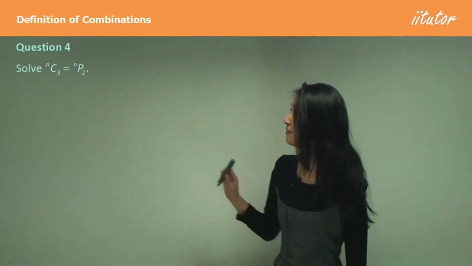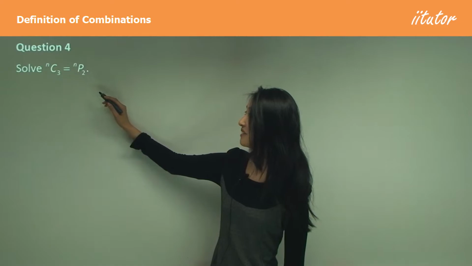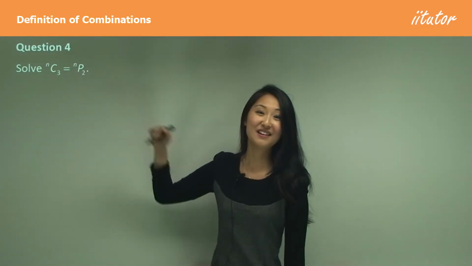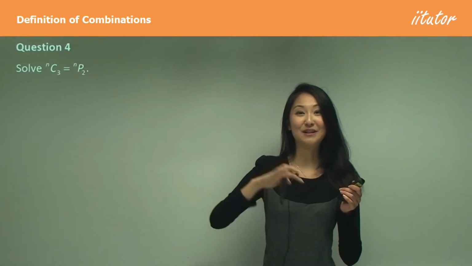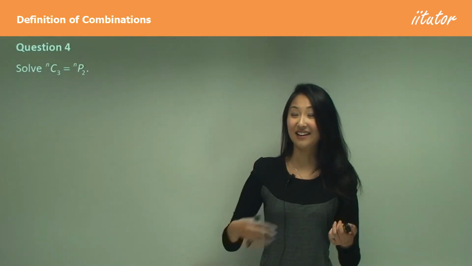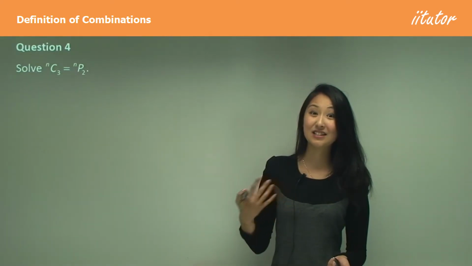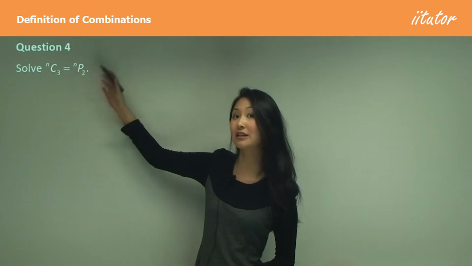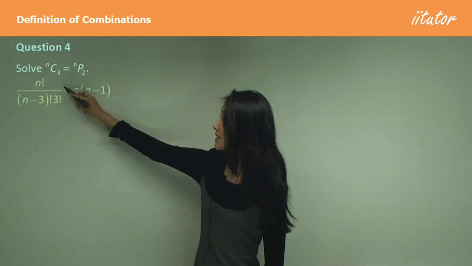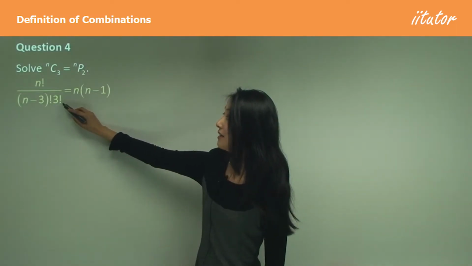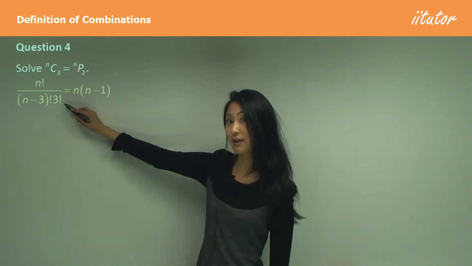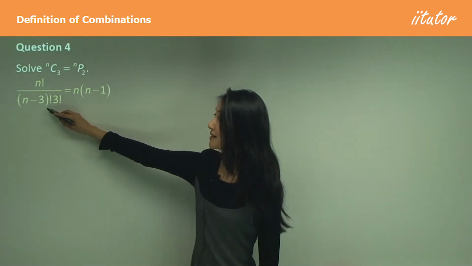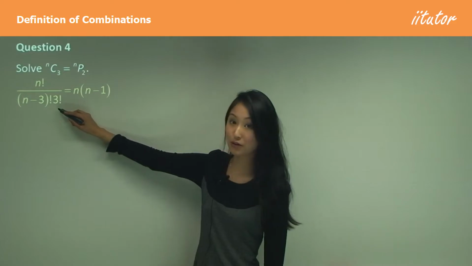Here we want to solve nC3 equals nP2. So here we're putting the combinations and permutations equations together to try and solve it. Let's first put the combination into its equation, which is n factorial divided by r factorial, so that's your 3 factorial, n minus r, so n minus 3 factorial.